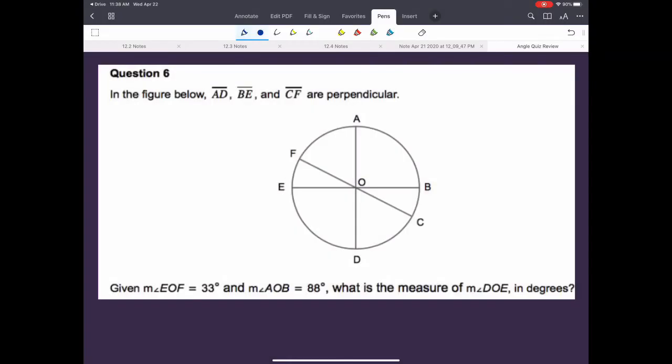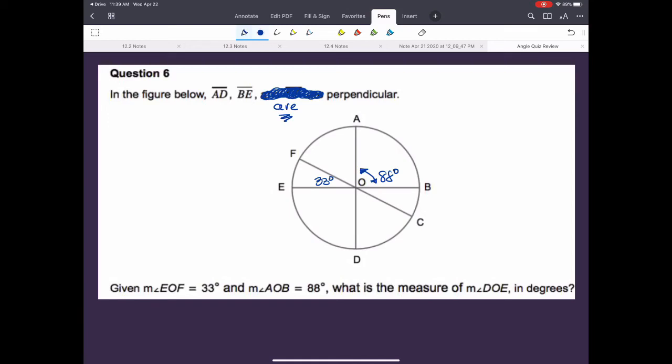Now question 6 has kind of the same thing going on, and again I have the same mistake or typo in this workbook problem. AD and BD should say are perpendicular. I don't know about that third one. That doesn't make any sense. So sorry about overlooking that. It totally is confusing. But we have pretty much the same information. It says EOF is 33, the same angles from before, and AOB is 88.